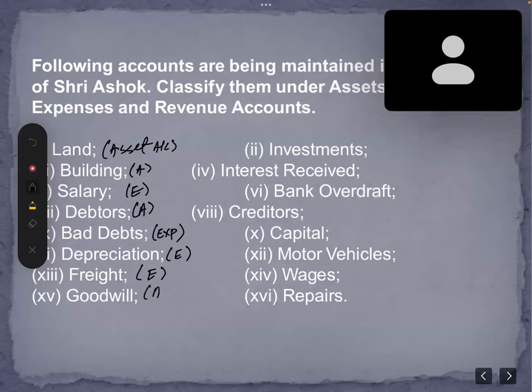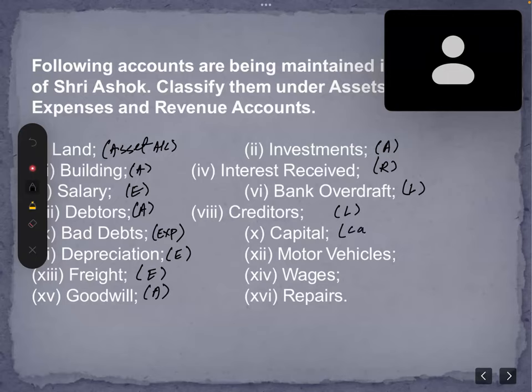Okay, asset. Investments. Asset. Yes, it is also an asset. Interest received. Revenue. Good. Overdraft. Liability. Very good. Creditors. Liability. Capital. Capital. Yes, capital has a separate account.